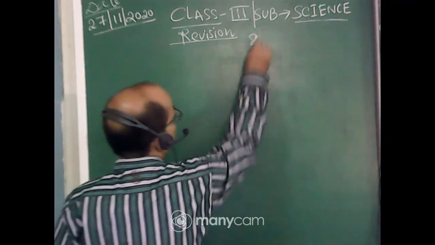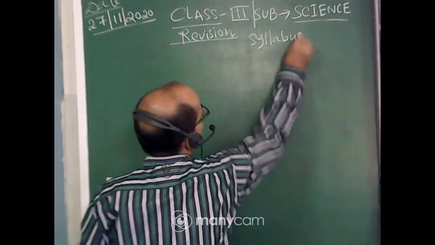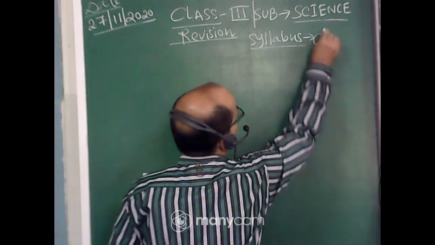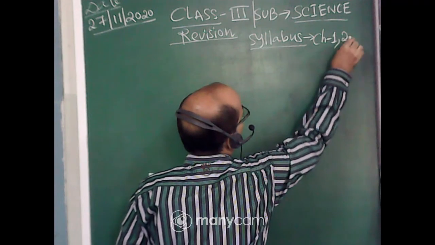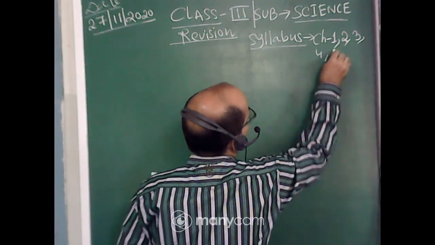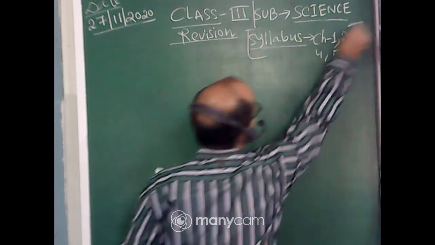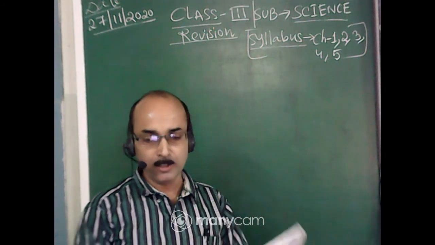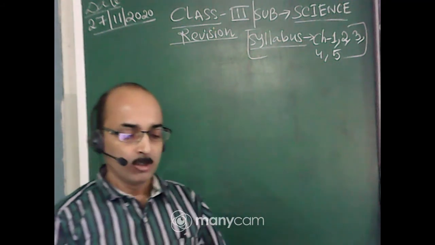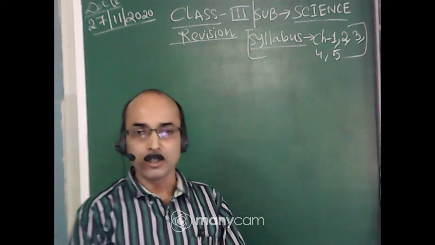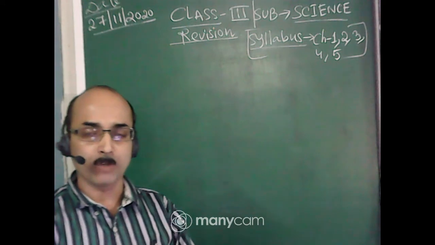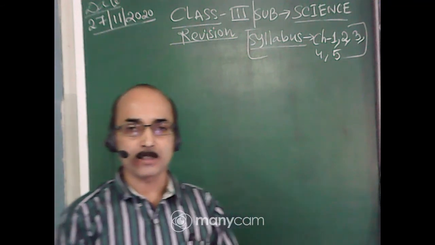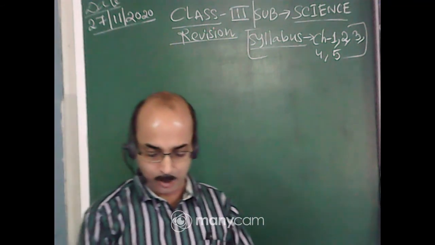So your syllabus is, first I write the syllabus of science: chapter 1, chapter 2, chapter 3, chapter 4 and chapter 5. This is your syllabus. Okay? So you will revise from everything. I have told you already that you will revise from inside of the chapter, the MCQs that are given, and also from the exercise of each chapter, and also the fill in the blanks. Fill in the blanks may also come as MCQs.